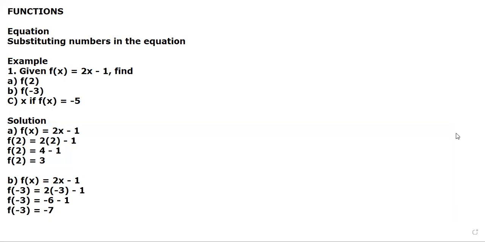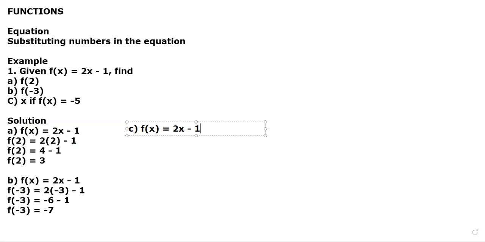Then, going to the next one, we are finding the value of x if f of x is negative 5. So what we shall write is the same expression. F of x, of course, is equal to 2x minus 1. Now, in finding this one, they've already given us an answer.